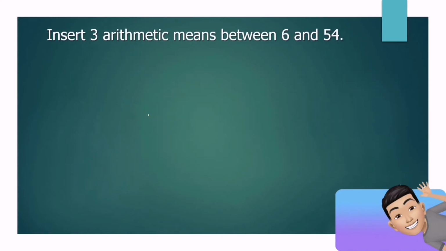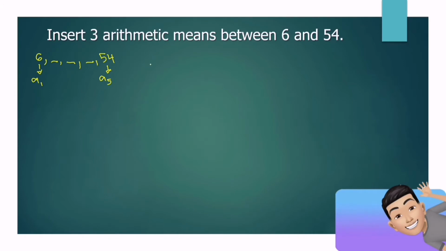Another example, insert 3 arithmetic means between 6 and 54. Same notation tayo kanina. So, 6 will become the first term, a sub 1. If we are going to insert 3 arithmetic means between 6 and 54, yung 54 natin will become a sub 5. So, ang nawawala natin a sub 2, a sub 3, and a sub 4.